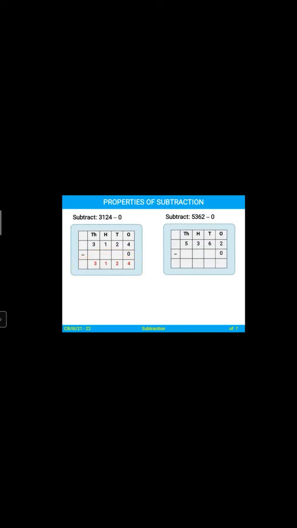Second property, if you subtract zero from any number, for example, here the example given is 3124 minus zero, what will be the answer? The answer will be that number. Second example, 5362 minus 0. Whenever you subtract 0 from any number, you get that number as the difference. When 0 is subtracted from any number, the difference is the number itself.